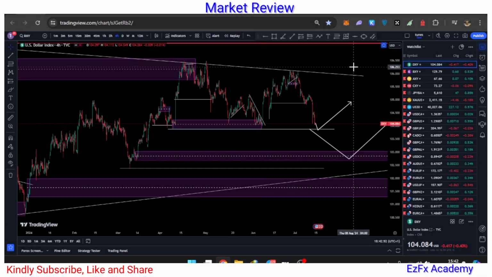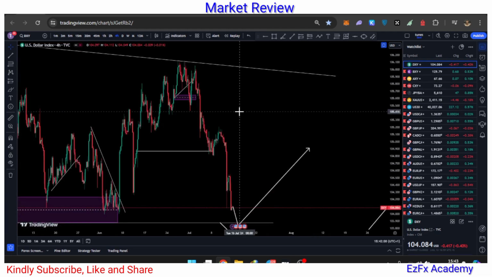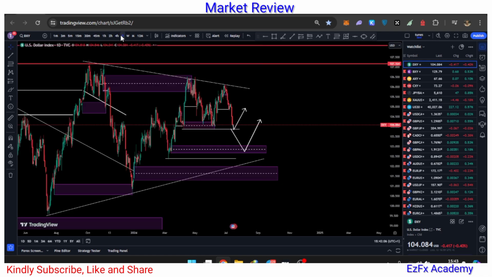So straight up, let's just go into our charts and see what we're expecting for the coming week. First off, we have the chart of DXY, the US Dollar Currency Index. Let me just go up to the daily time frame because I have something I find a bit interesting to show us. So this is the chart for DXY.